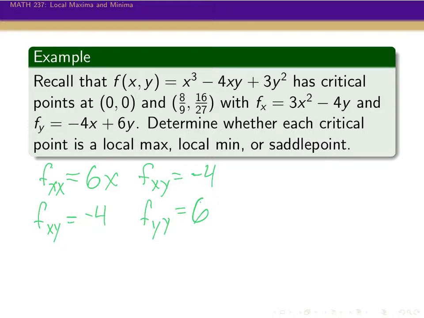Okay. So what is D going to be at (0, 0)? Well, if I plug 0 in for x, this is the only variable I have in here. It's going to be 0 minus 4 squared, which gives me minus 16. So this is less than 0, and so we have a saddle point.